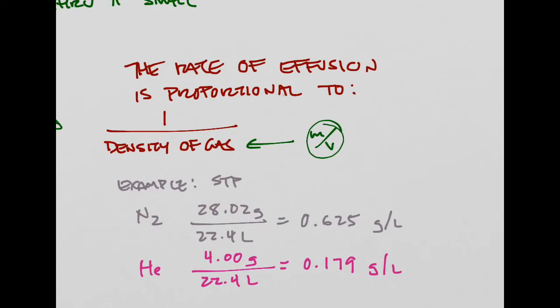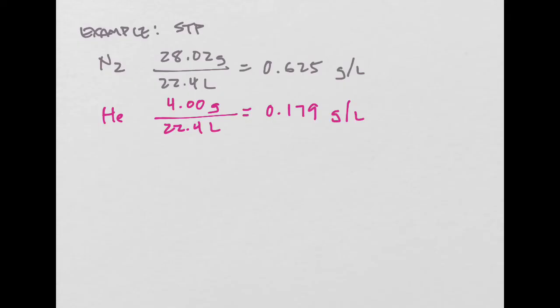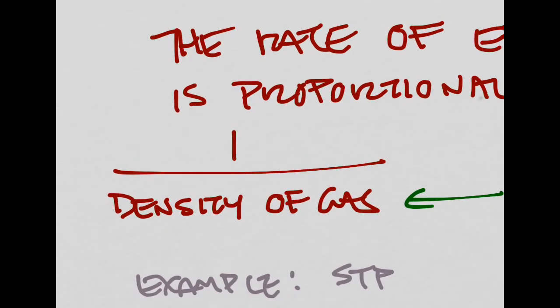So what does this mean? Well, let me copy this up and transfer it to the next page. Hold on. I want you to remember that the rate of effusion is proportional to 1 over the density of the gas. So that means now I have to do the reciprocal of the densities that I just created.